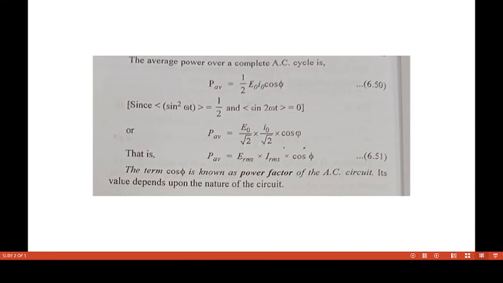And the average value of power can be written with the 2 as root 2 into root 2, so E naught by root 2 times I naught by root 2 into cos phi. This E naught by root 2, as we have seen already, is the RMS value of the voltage. I naught by root 2 is the IRMS, into cos phi, and this cos phi term is known as the power factor of the AC circuit. Its value depends on the nature of the circuit.